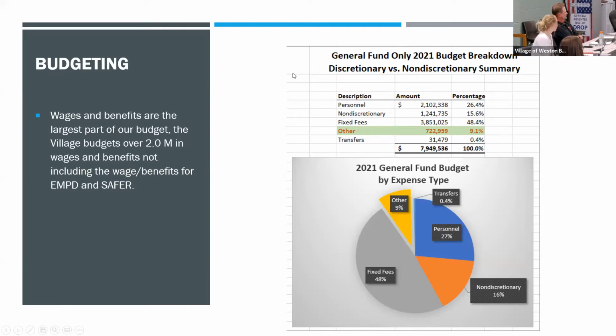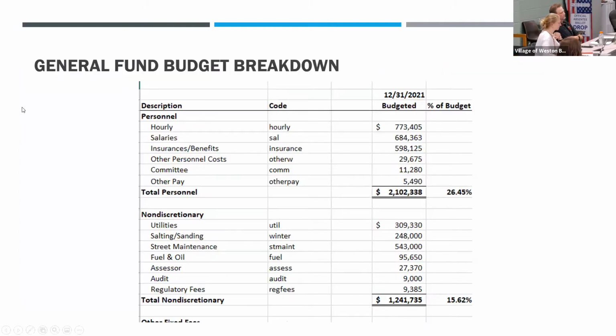It's a good picture of, well, personnel, you know, the only thing that changes that number is the number of people you have. Non-discretionary, those are things that we really don't have a lot of say in. I mean, the current processes and our policies at the village don't allow for much change in that number. Fixed fees, you can't really change those. Those are the fixed fees. And then the other, which are more of the discretionary. So if we look at the detail, here's the first one. Personnel includes hourly salary, benefits, and committee pays.